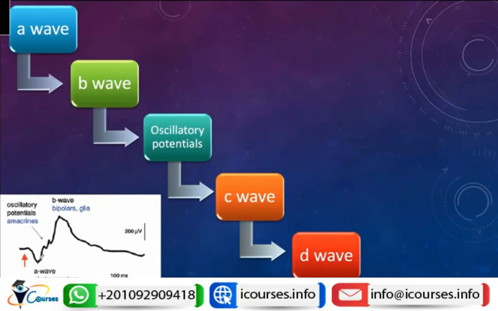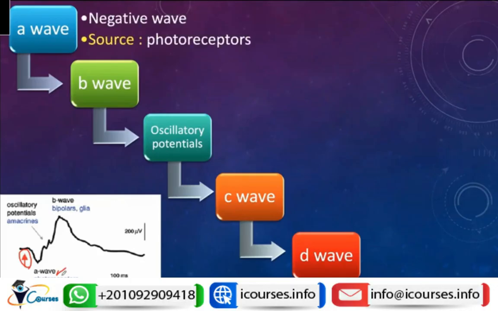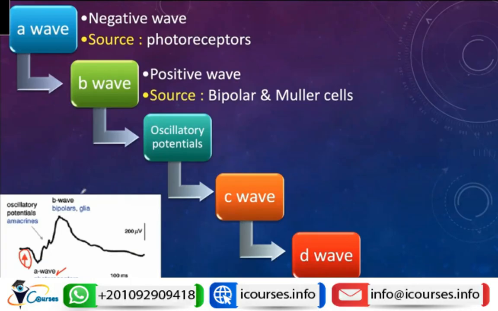Here is the typical ERG pattern. As we initiate the stimulus, the first wave to appear is called the A wave. The A wave is a negative wave, and its source is the photoreceptors. Then this is followed by the B wave. The B wave is the second, positive wave, which is a larger one. It is larger in amplitude than the A wave, and its source is the bipolar and Müller cells.